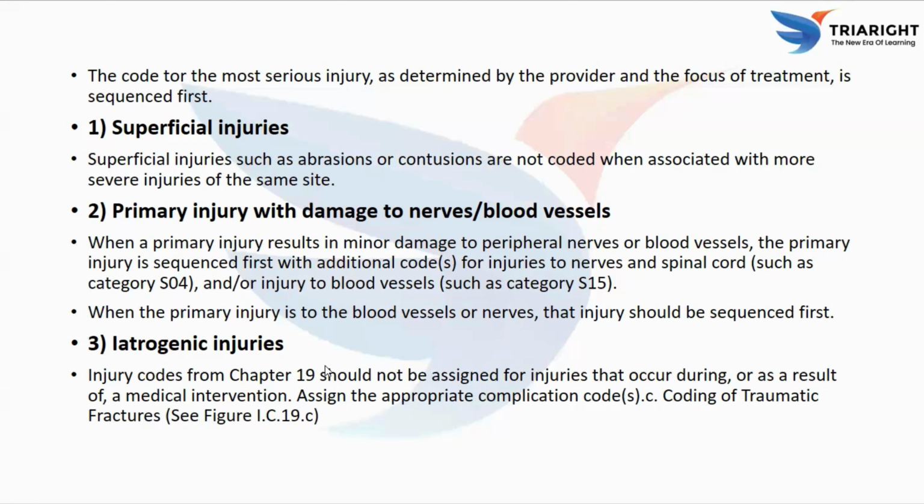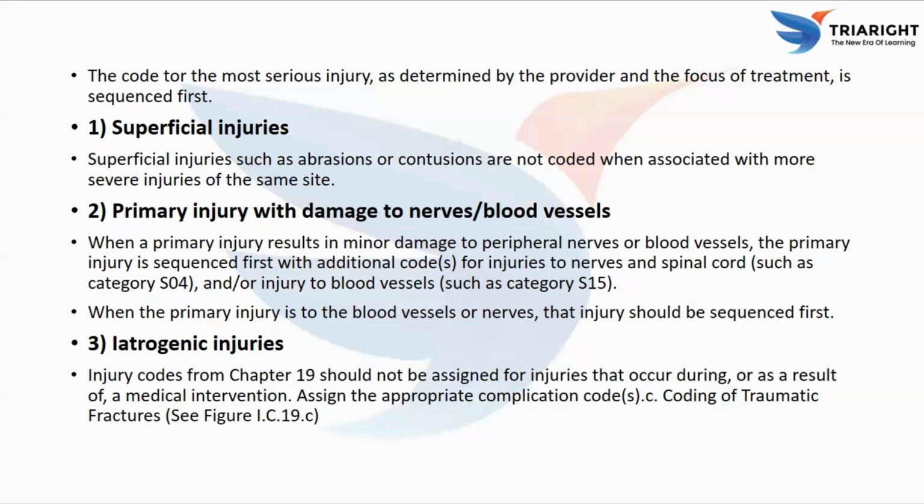So next is iatrogenic injuries. What does iatrogenic mean? Injury caused by medical treatment, surgical procedures or diagnostic interventions. So examples are accidental puncture during surgery, nerve damage during a procedure or post-operative bleeding.